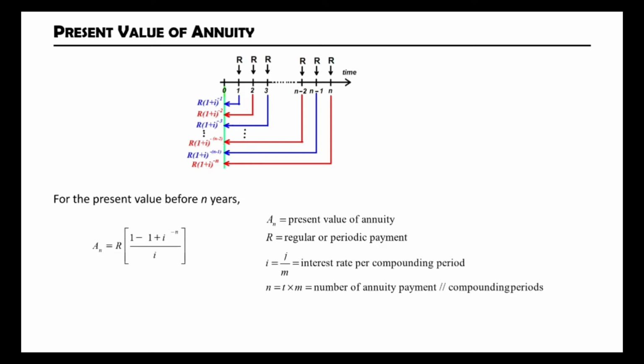The present value before n years is given by A subscript n equal to R times (1 minus (1 plus i) power of negative n) over i, where A_n is the present value of annuity, R is the regular or periodic payment, i is the interest rate per compounding period, and n is the number of annuity payments or compounding periods. Interest is given as I equal to nR minus A_n.